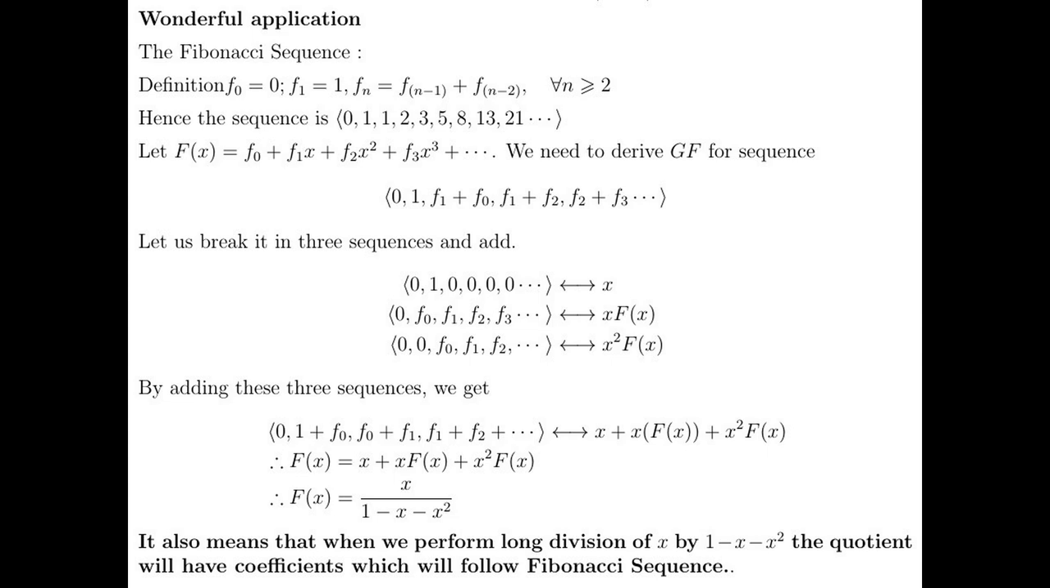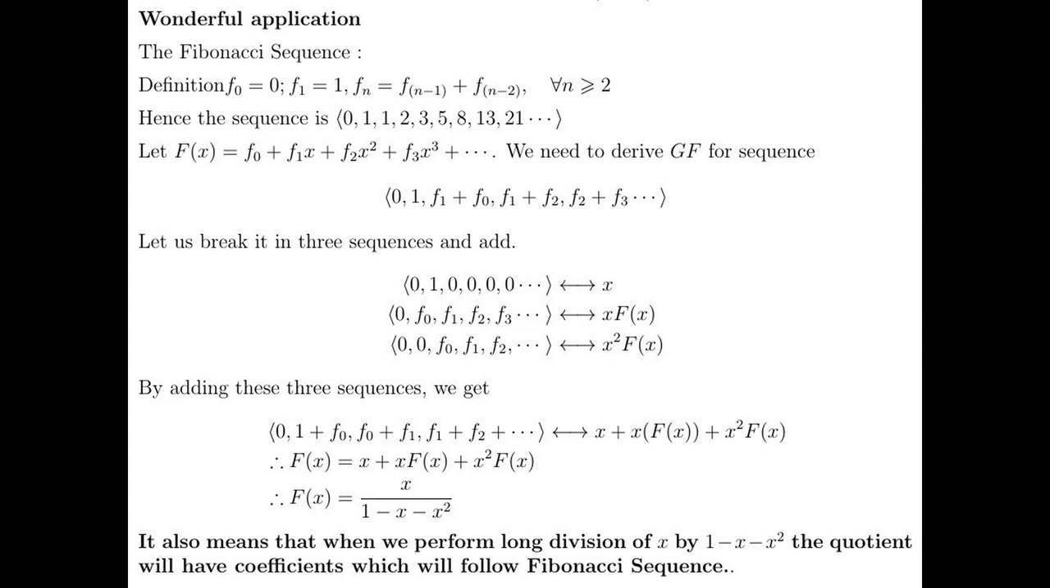So let us break this required sequence into smaller ones and add them. Because we want the first term to be 0, let us keep the first term of all the sequences 0. We want the second term to be 1. Okay, so we consider one sequence 0, 1, 0, 0, 0, whose corresponding function is x.